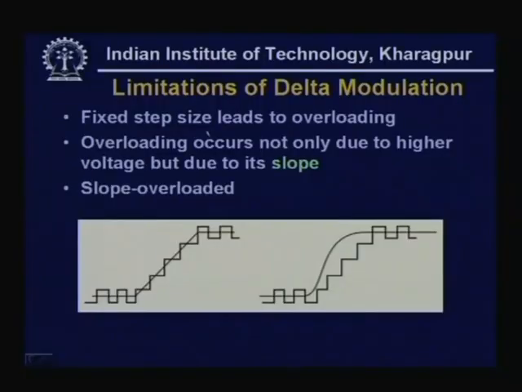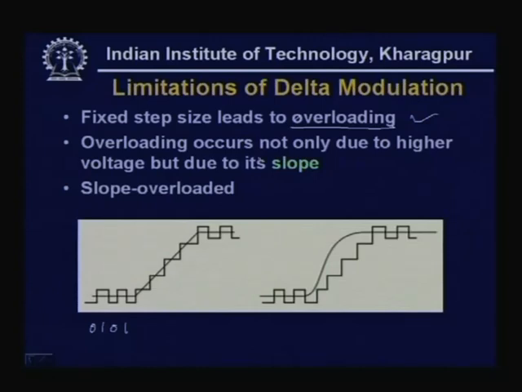This fixed step size leads to overloading. What do you mean by overloading? As you can see here, if the analog signal is changing very slowly, the data that you have to send will become 0 1 0 1 alternately. This leads to overloading. That means if the input changes within the step size, then alternately you have to send 0 1 0 1. This is known as overloading.